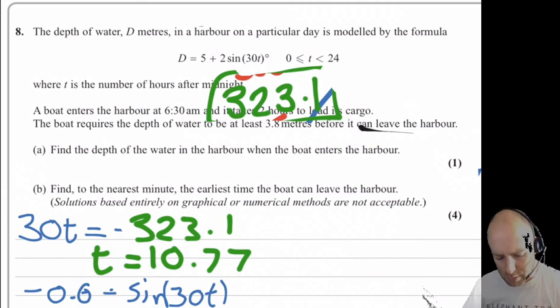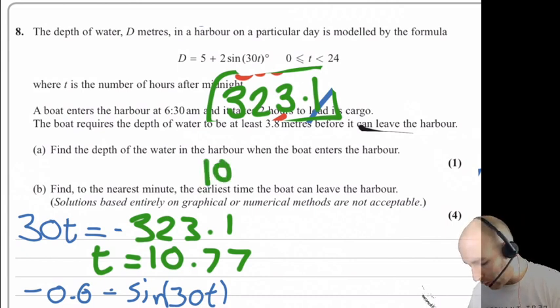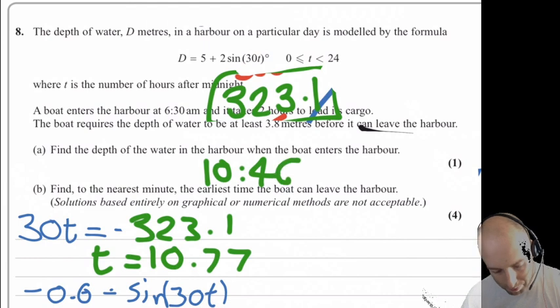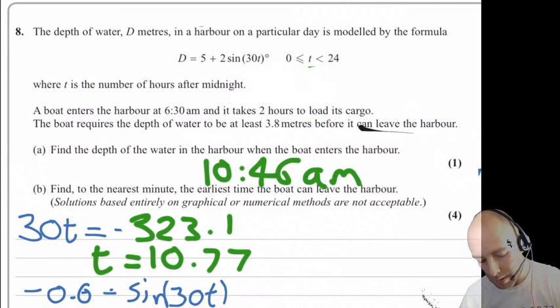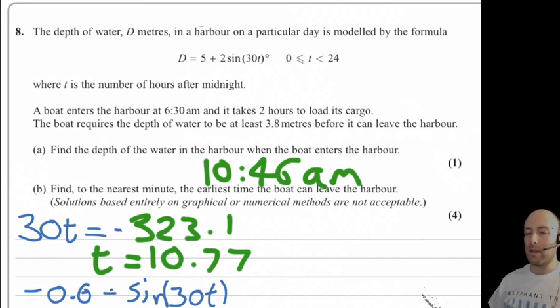We want the time to the nearest minute. So that's 10 hours, so 10 a.m., and 0.77 of an hour. So 0.77 times 60 is 46.2. So 10:46 a.m. Are we still there? So 6:30. It takes 2 hours to unload the cargo. So that'll make it 8:30. So yep, 10:46 a.m. is going to be correct. Cool. Anyone got any questions about that?